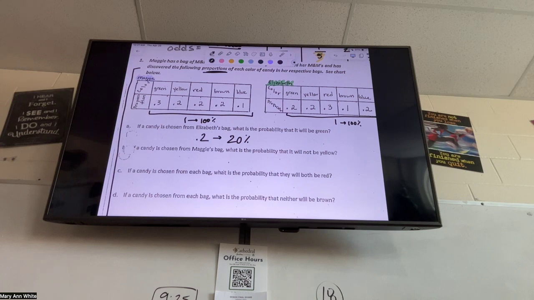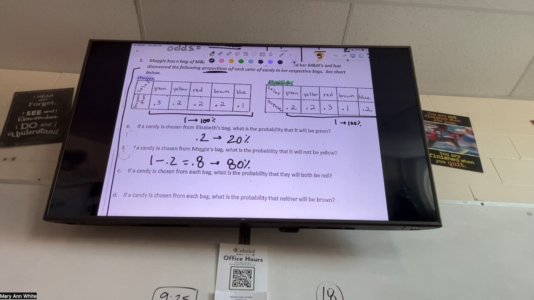What about if we choose a candy from Maggie's bag? What's the probability it will not be yellow? 80%. I don't see 80 anywhere there, Sophia. How'd you get 80? Good. 1 minus 0.2 or 100 minus 20. So we want everything but the yellow. So we want 0.3 and 0.2 and 0.2 and 0.1. Everybody okay with that? Okay.